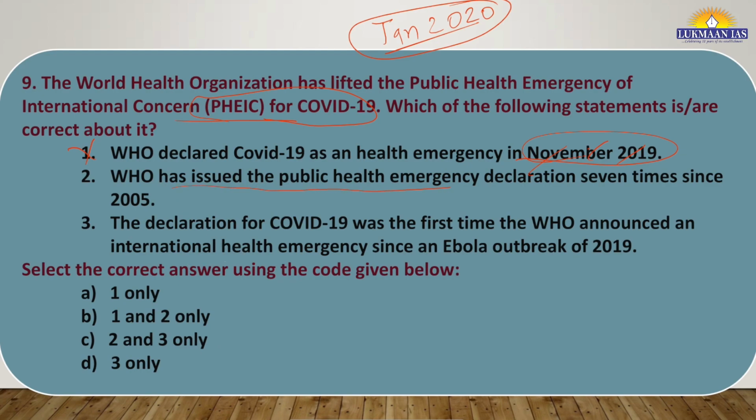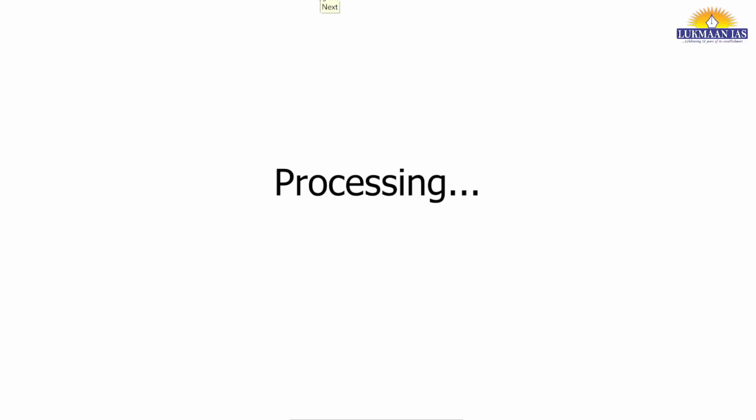It has issued the public health emergency declaration 7 times since 2005. ठीक है, 7 times since 2005. That is true. So factually it is correct statement. ठीक है, ये correct है. The declaration of COVID-19 was the first time the WHO announced an international health emergency since an Ebola outbreak of 2019. ठीक है, this is also correct statement. We can say third statement. Now 2 and 3 is the correct answer here. 2 and 3 is the correct answer. Okay, fine.